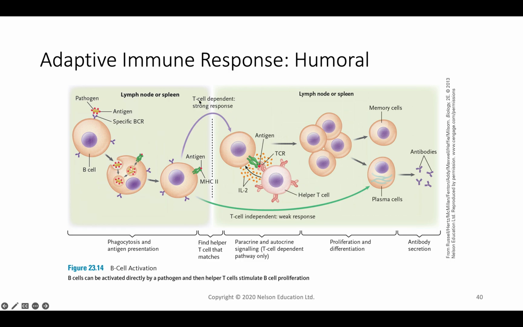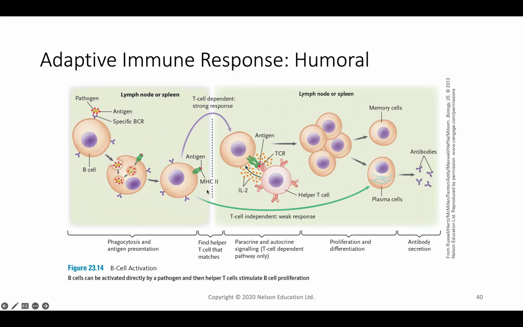Okay, so a T cell dependent response is going to be a strong response, and a T cell independent response is going to be a weak response, but both of these are going to create an increase in the amount of antibodies that are circulating through our bloodstream. So the strong response is when the T cells, the CD4s, are going to have a nice strong reaction with that antigen, creating more and more of these memory cells as well as plasma cells that create antibodies.